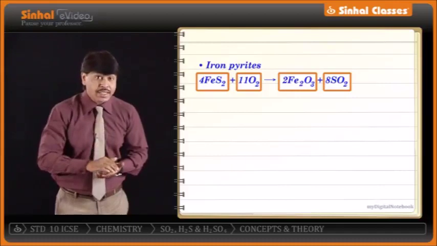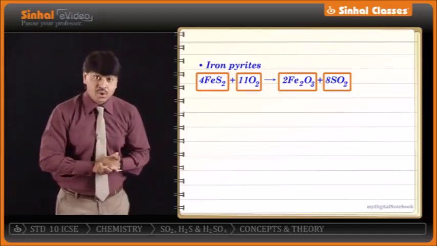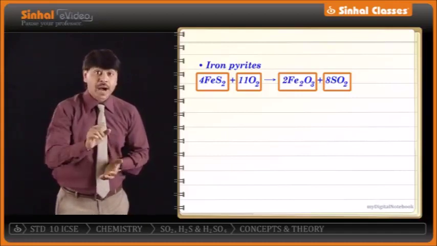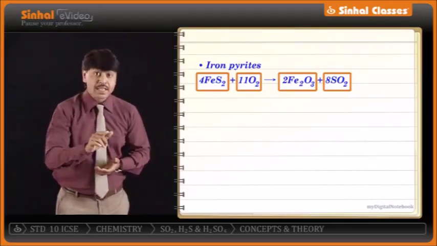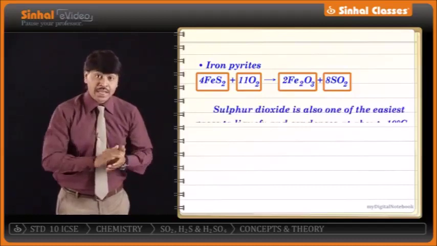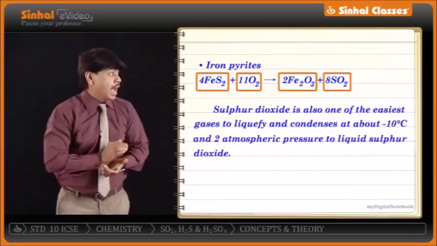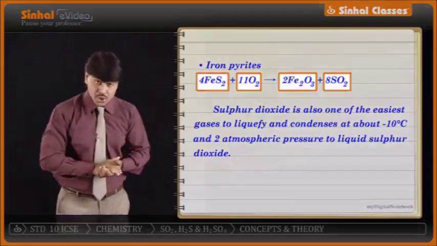Now, as we had already discussed, this SO2 is highly poisonous, so it is always stored in a steel cylinder by liquefaction. That is, converting SO2 gas into a liquid and storing it at a temperature of minus 10 degrees Celsius and 2 atmospheric pressure.